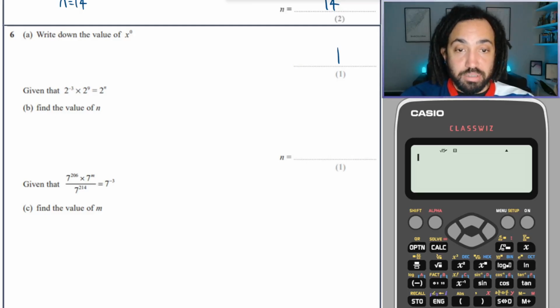Here we're adding the powers, so we're going to have minus 3 plus 9 is equal to n. Minus 3 plus 9 is just 6, so n is 6.